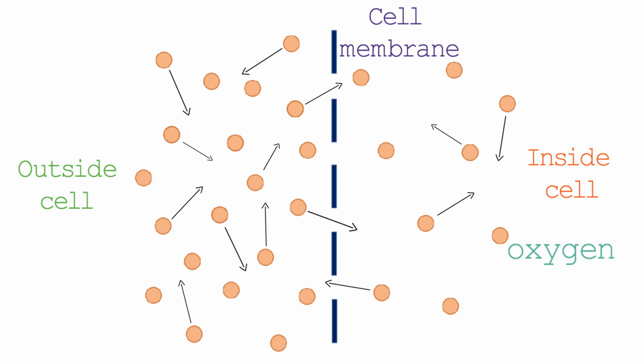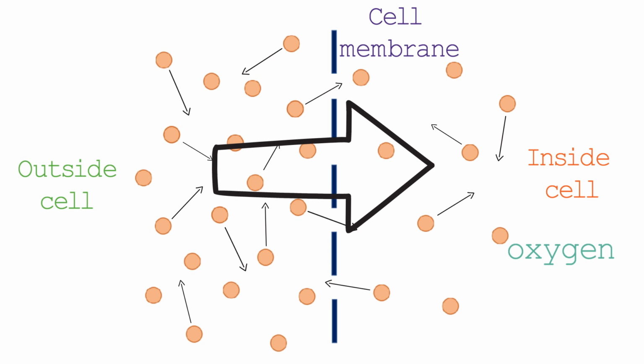From the diagram we can see that there is a greater concentration of oxygen outside the cell compared with inside the cell. This means that there's going to be more oxygen particles moving from outside the cell to inside the cell, which is a rightwards direction, and less oxygen particles moving from inside the cell to outside the cell, which is a leftwards direction. Therefore, we can say that there is a net inflow of oxygen from outside the cell to inside the cell caused by diffusion. So the net movement is in a rightwards direction.